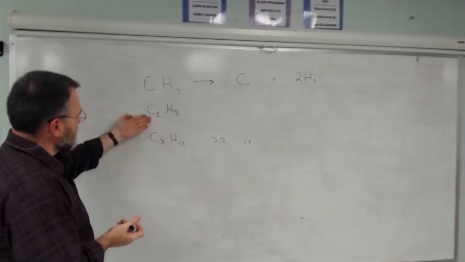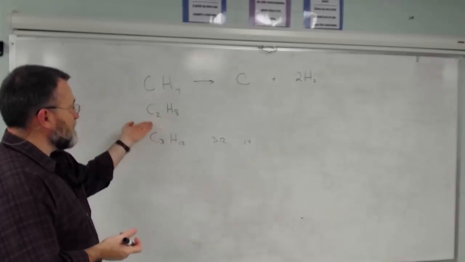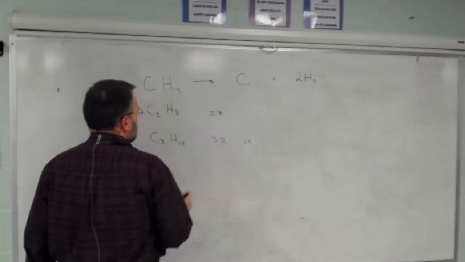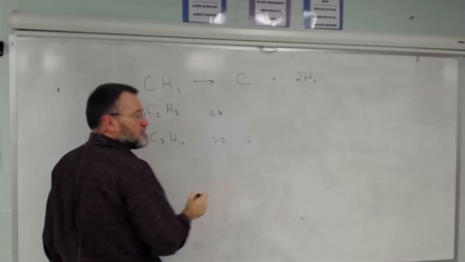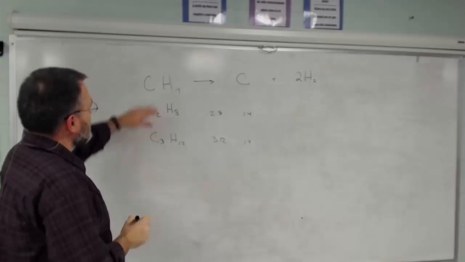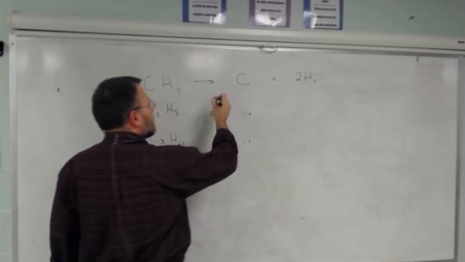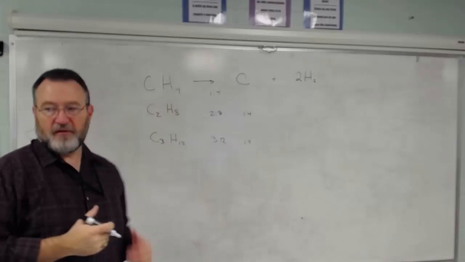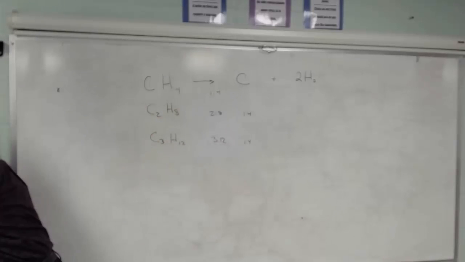Let's look at this molecule. What is the ratio of carbon to hydrogen? It's 2 to 8. What does that simplify down to? 1 to 4. CH4, what's its ratio? It's 1 to 4. And that doesn't simplify, does it? Okay.